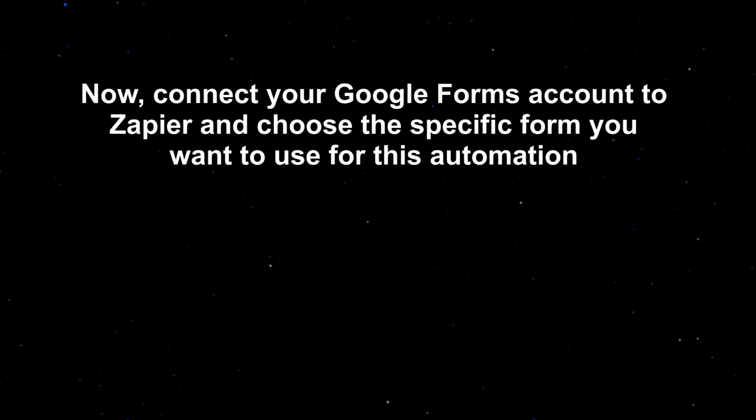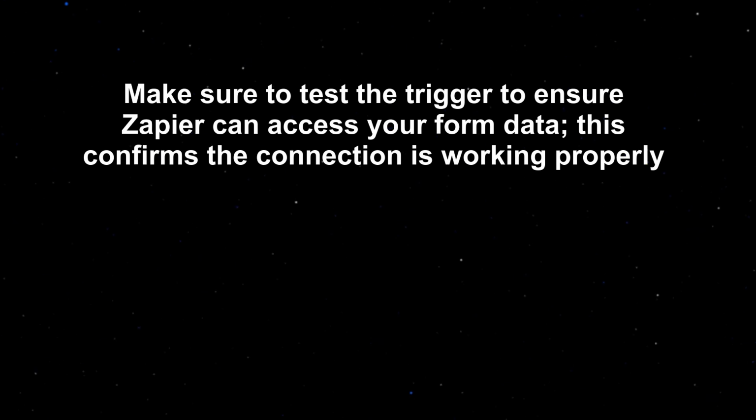Now, connect your Google Forms account to Zapier and choose the specific form you want to use for this automation. Make sure to test the trigger to ensure Zapier can access your form data. This confirms the connection is working properly.